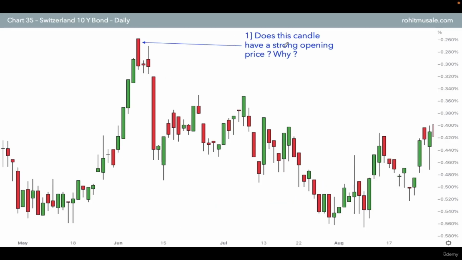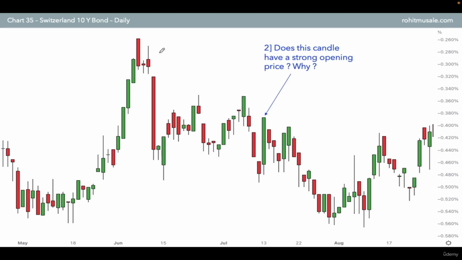Does this candle have a strong opening price and why? The answer is no, because if this candle had opened below the midpoint of this prior green candle, so for example it had opened here, then it would be a strong opening price. Number 2, does this candle have a strong opening price and why? Of course, because it is opening above the midpoint of this prior black candle.